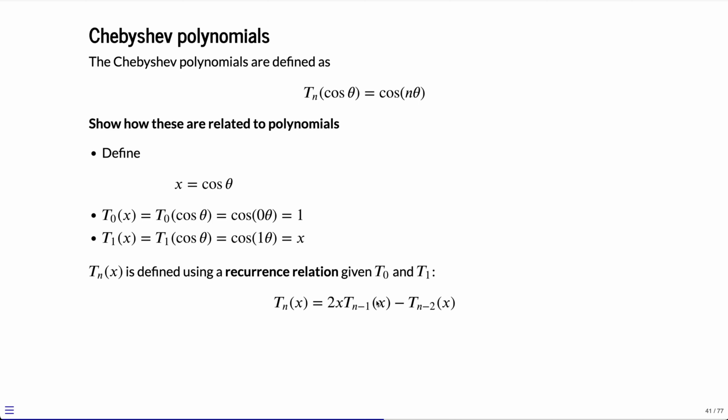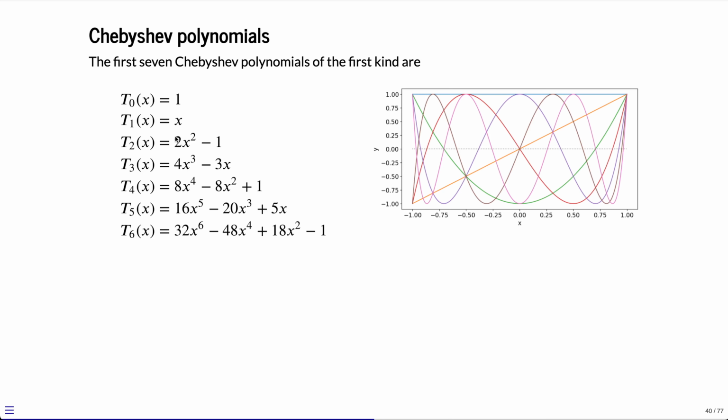So T2 will be 2x times T1, which is 2x squared, minus T0, so 2x squared minus 1. For T3, we have 2x T2 minus T1. So 2x T2 will be 4x cubed minus 2x, minus another x gives us 4x cubed minus 3x, etc.